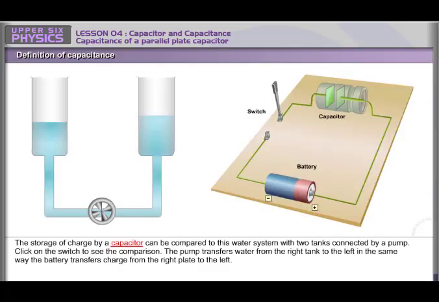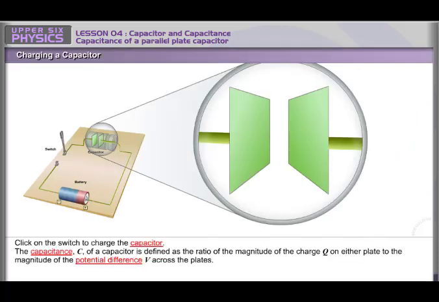The storage of charge by a capacitor can be compared to this water system with two tanks connected by a pump. Click on the switch to see the comparison. The pump transfers water from the right tank to the left in the same way the battery transfers charge from the right plate to the left. Click on the switch to charge the capacitor.